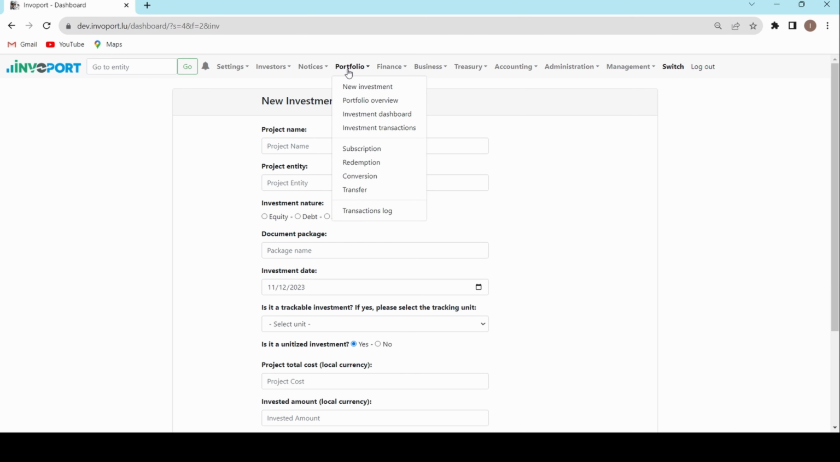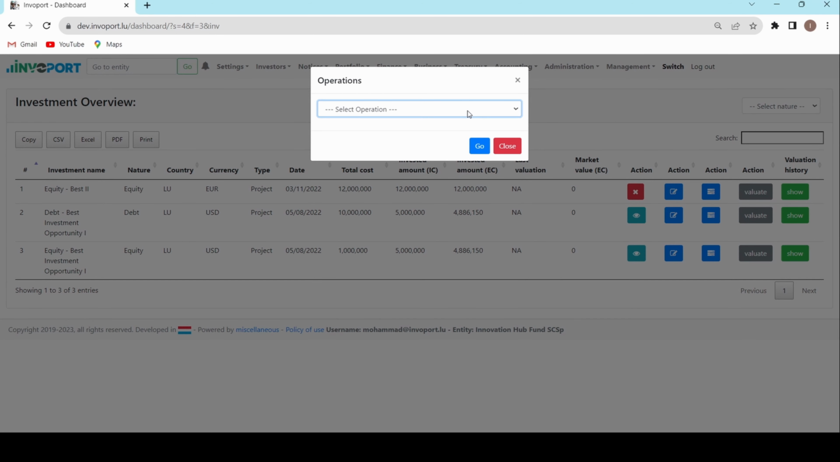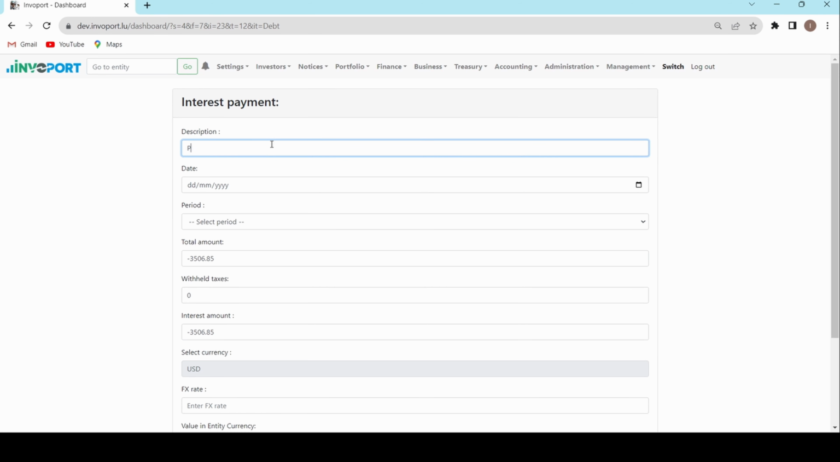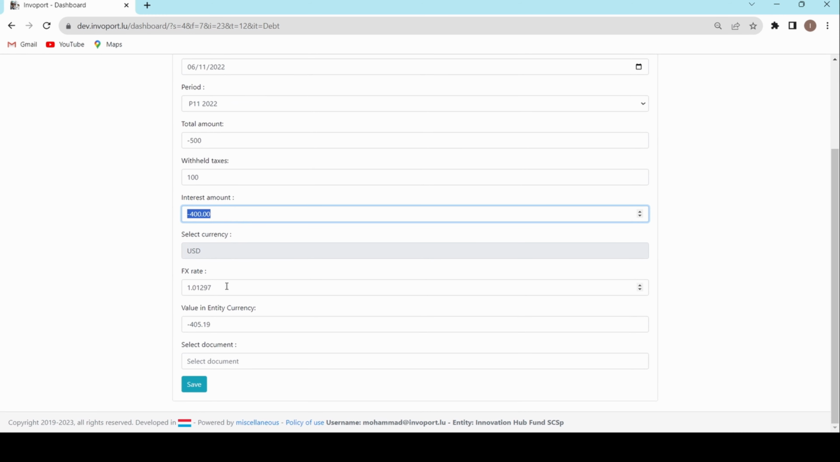In a previous tutorial, we have recorded some interest accruals. Let's assume that we have to make a partial payment for the interest. Select Interest Payment as transaction type from the investment portfolio, at the investment from which we are receiving the interest payment. Complete the form, approve the transaction, then it's complete.